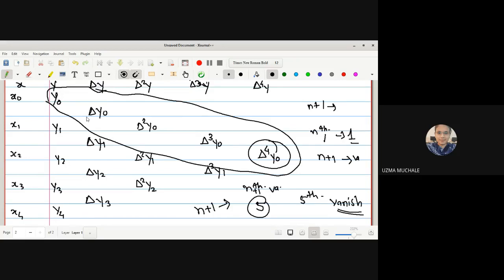Prepare this table. You can prepare a table for 6 or 7 values also. And write the note here. If we have n plus 1 values, the nth order difference will have only one value, and the n plus 1th will vanish. So for 5 values, the fifth order differences will be 0. Prepare this table and make a bracket for those above values.